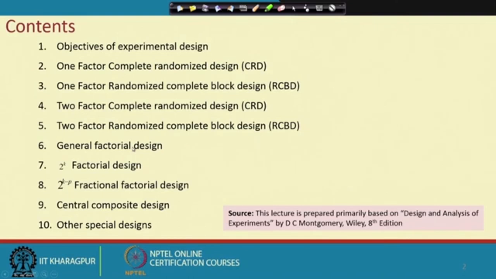There are many more designs which are available, but all will not be discussed; the most commonly used ones are discussed here. In the last lecture we discussed up to general factorial design. Now we will explain a few more, like 2 to the power k factorial design, 2 to the power k minus p fractional factorial design, the central composite design, and we will name some of the other special designs which will not be discussed here.